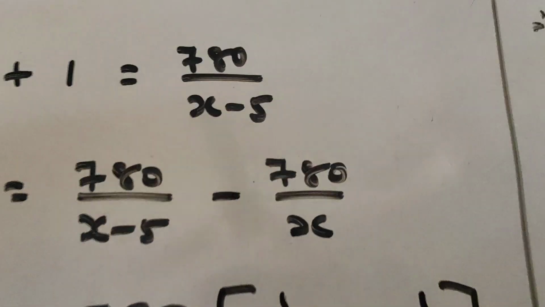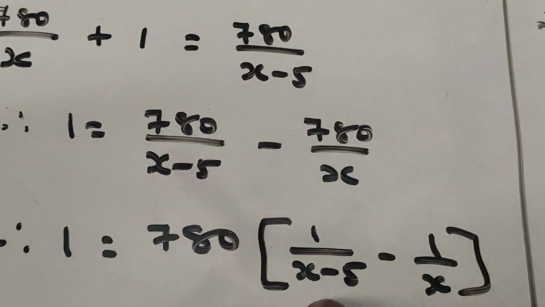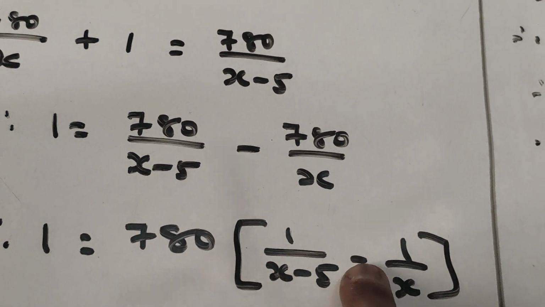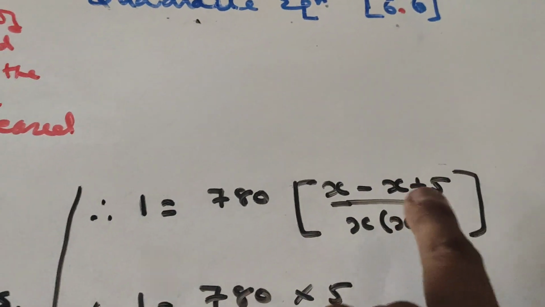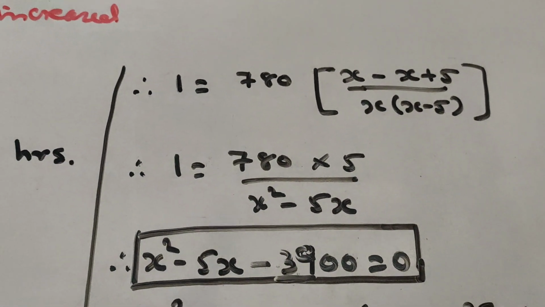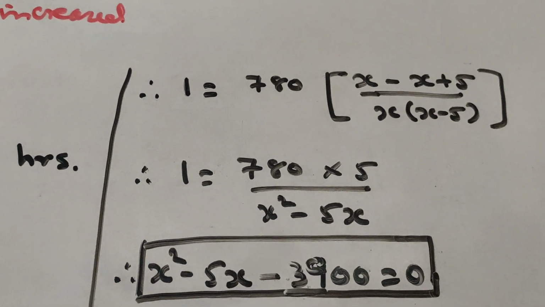So here, this one goes this side, so it is x, and this x minus 5 goes this side and open the bracket. So minus this minus and this minus becomes plus. So here it is plus 5 upon x bracket x minus 5. Now simplifying, we are getting x square minus 5x minus 3900 is equal to 0. So this is our equation.